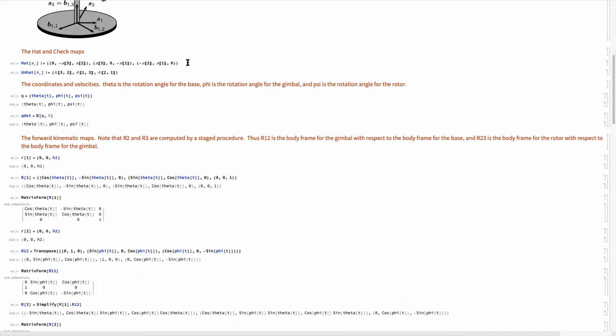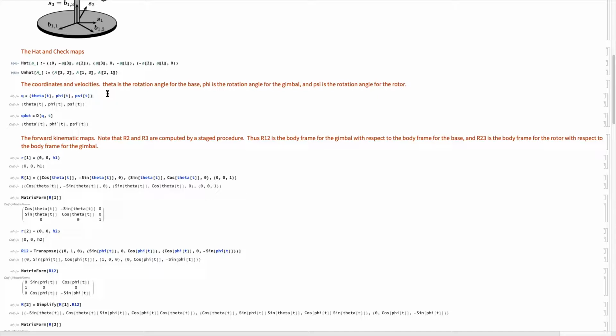I have little functions here to define the hat and the check maps just for convenience, so I don't have to remember them. I'm also going to describe a little bit how you do these things in Mathematica. And so the coordinates are theta, x, and y. I want to specify theta as being a function of t.